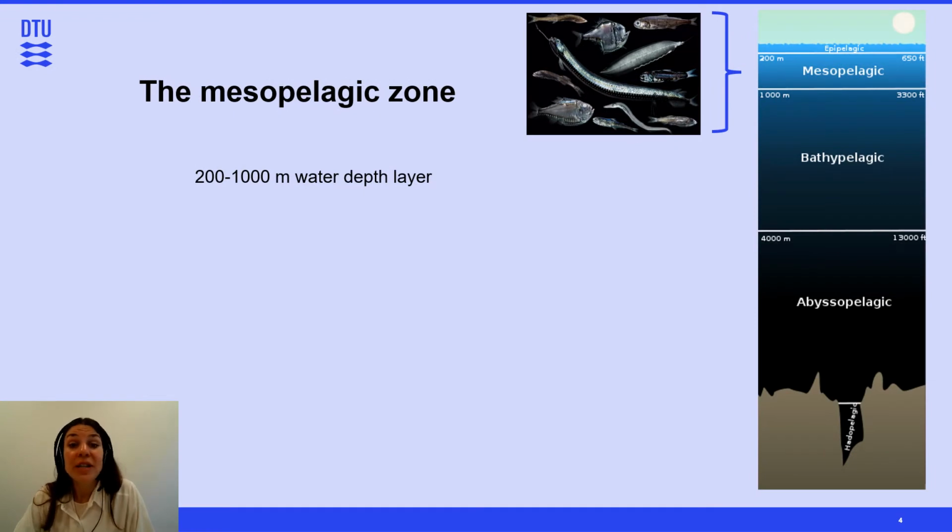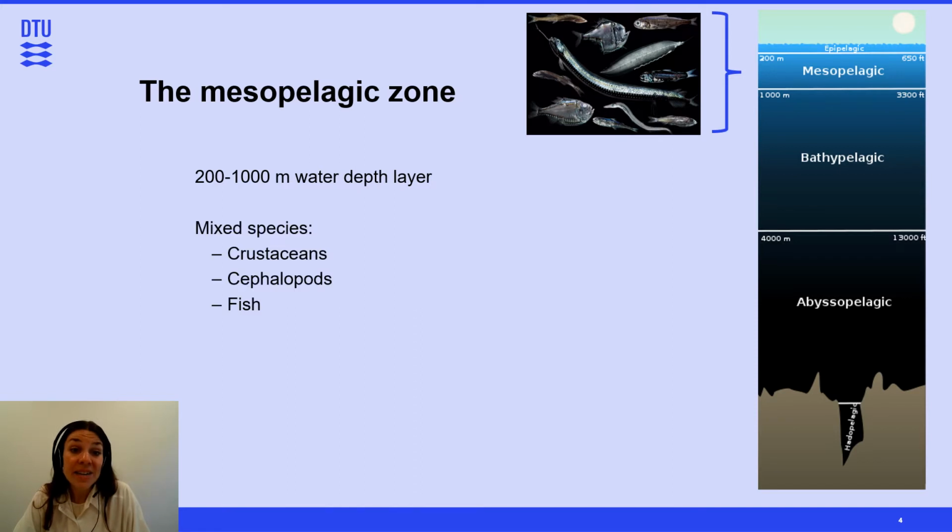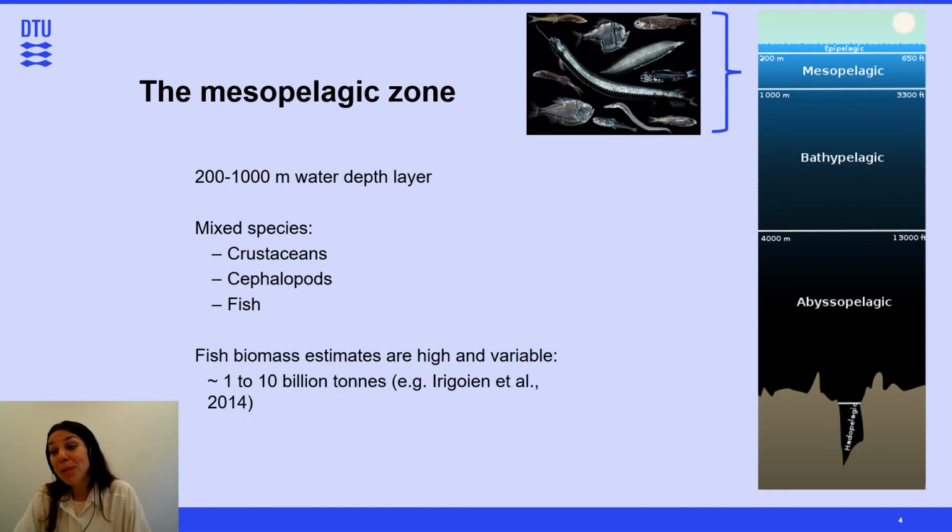The mesopelagic layer, or the ocean twilight zone, is a layer of water that stretches around the globe and lies between approximately 200 and 1000 meters depth. And this layer is inhabited by a diversity of species, ranging from crustaceans to cephalopods to, of course, fish. Now, mesopelagic biomass estimates are very high, but also very variable and range between 1 and 10 billion tons globally.